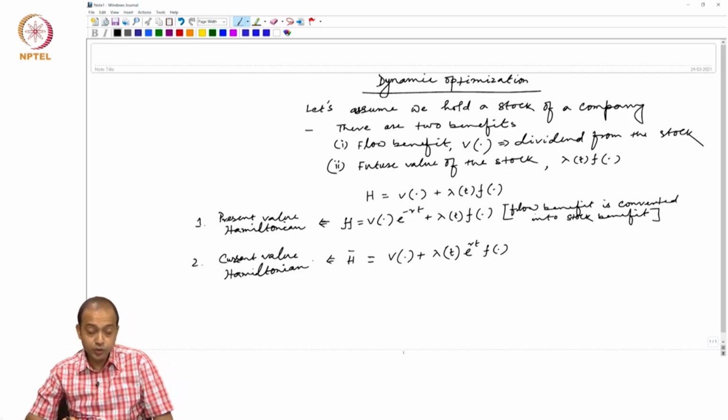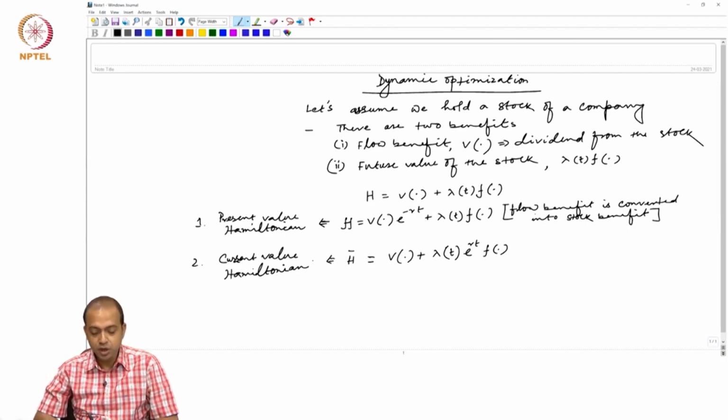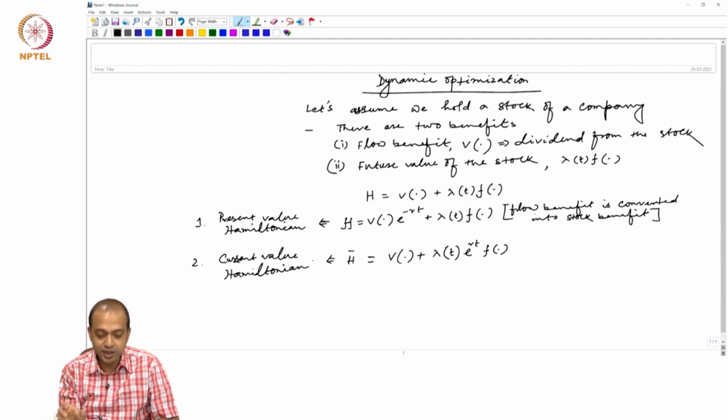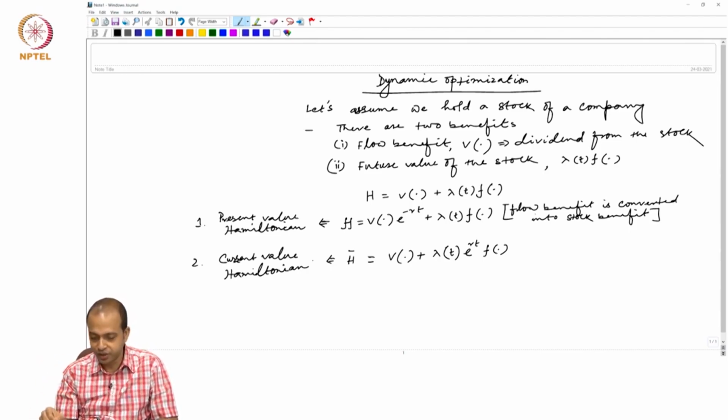Now, do not get confused with the current and present, though the English meaning of present and current both are same. Here these are two different functions, we need to understand conceptually. Here I have converted the stock into a flow and then I am adding it. Basically the idea is, in this h function I have two types of benefit, one is flow, another one is stock. Now, when you are adding, we can convert the flow into stock or stock into flow by multiplying either e to the power minus r t or e to the power r t, right. That is the idea.